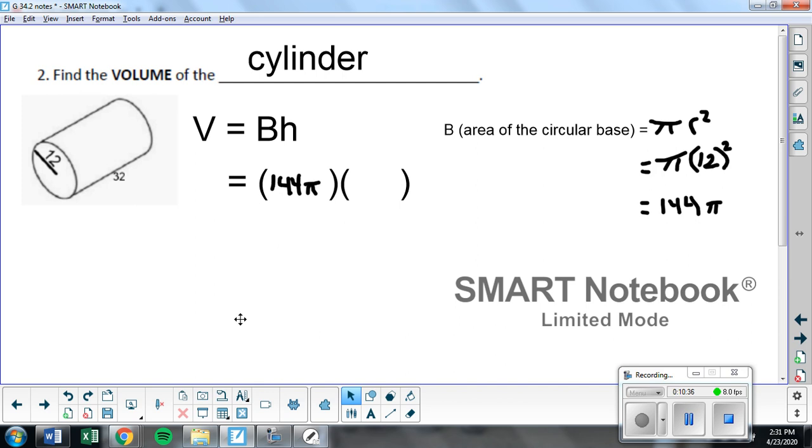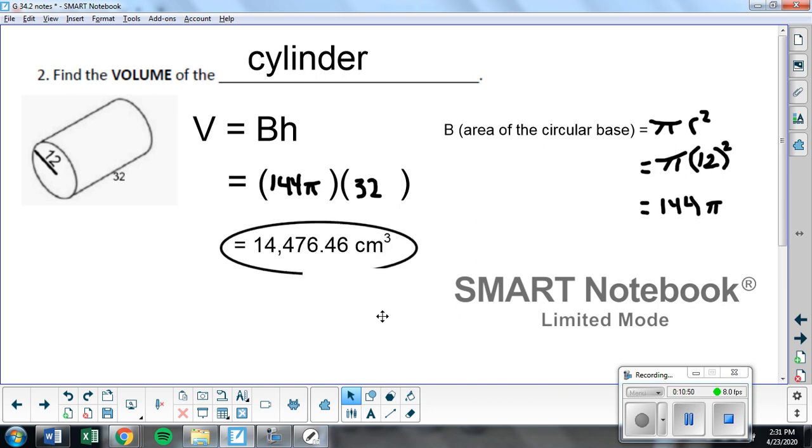What's the height? Remember, the height is how far this circular base was extended to the other circular base. 32. Now you can type 144 times pi times 32. Big number, 14,476.46 centimeters cubed. I would always round to 2 decimal places. Hopefully you're starting to notice a pattern. Find the area of the base, multiply by how long it was extended, similar to the video.